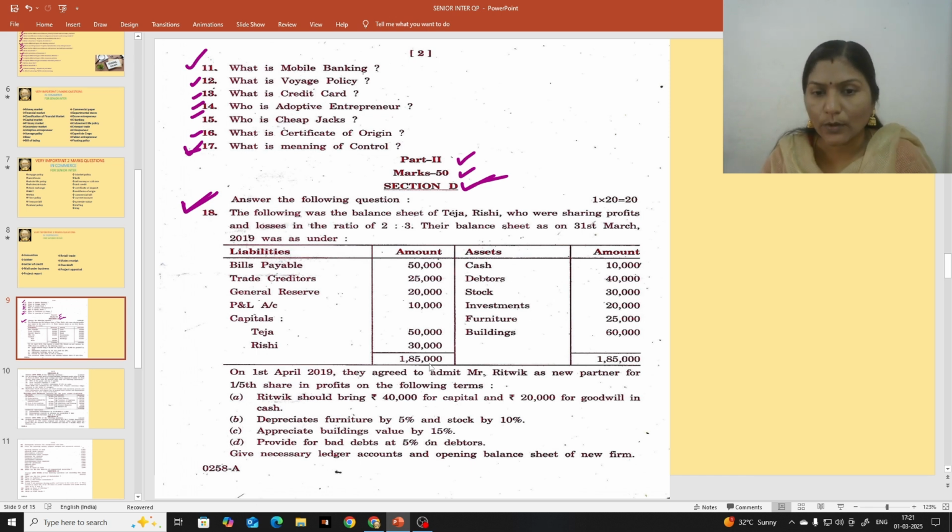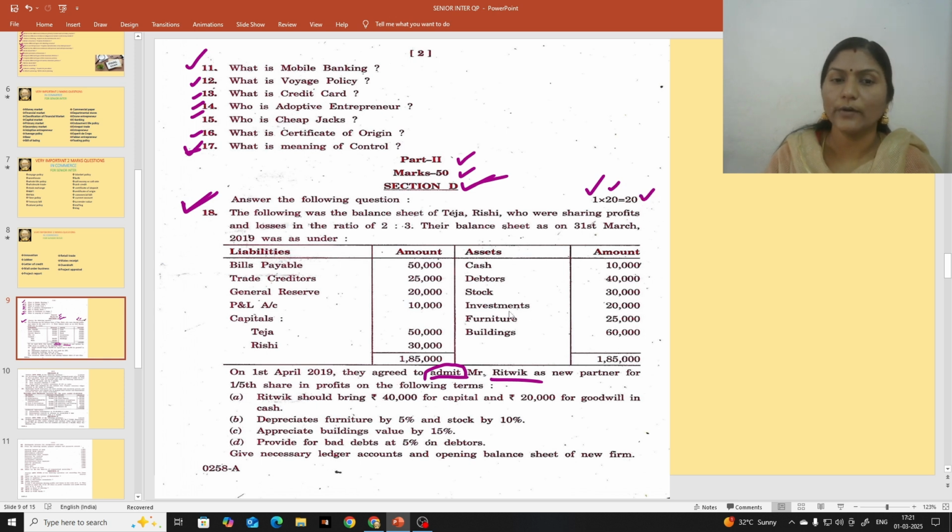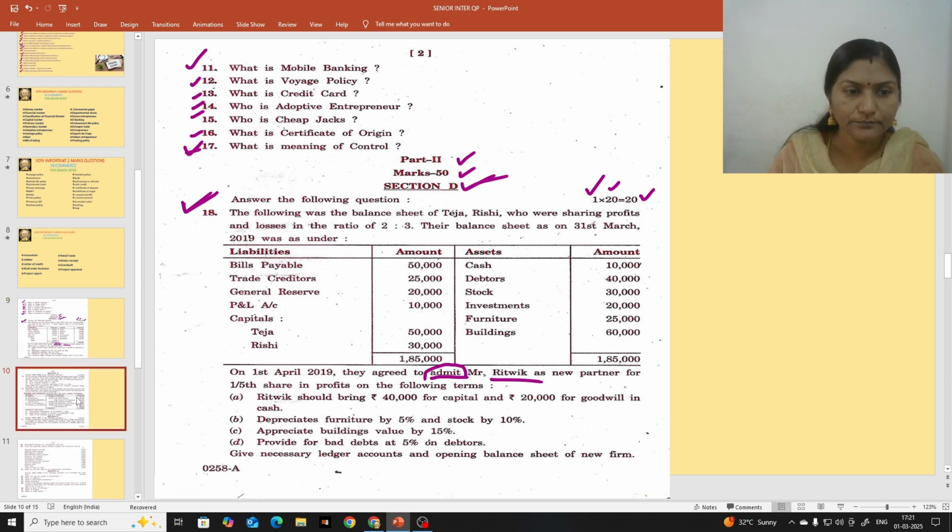So here they have given what problem? Admission. They said here admit. Okay, so they are admitting Mr. Ritvik. So this is admission of a partner problem. One question will be given. Each question carries 20 marks. 1 into 20, total 20 marks you can score if you attempt this one. Hope this is clear. Let us go to next question.